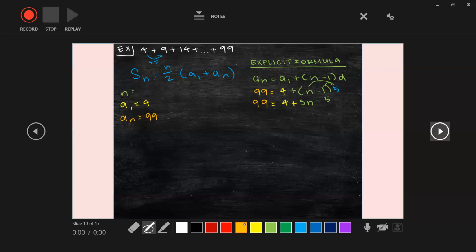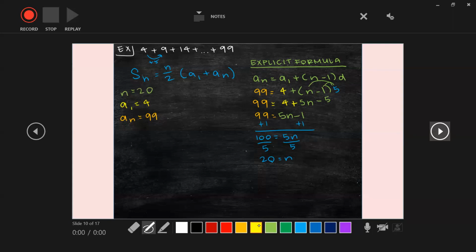All right, Elijah, what do you want to do next? Yeah, you can combine those like terms. So 4 minus 5 is going to be what, Elijah? -1. We'll have 5n minus 1. Now help me solve this, Haley. You're gonna add the 1 to the 99. And you're gonna get 100. Then you divide that by 5 and you get 20 for n. So 20 is equal to n. Cool. We finally got n.